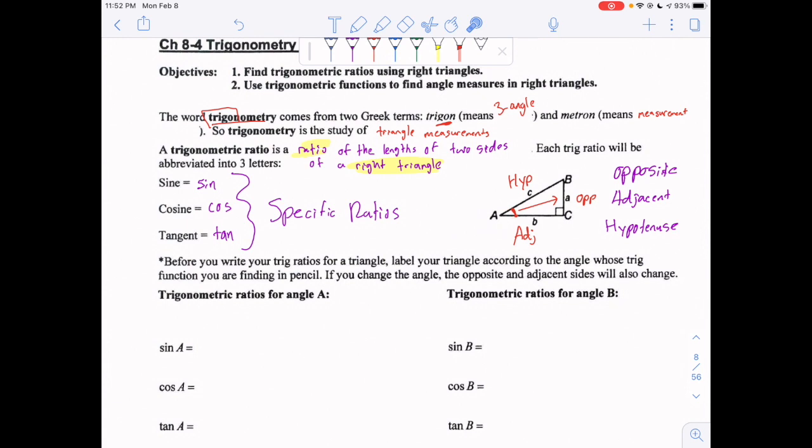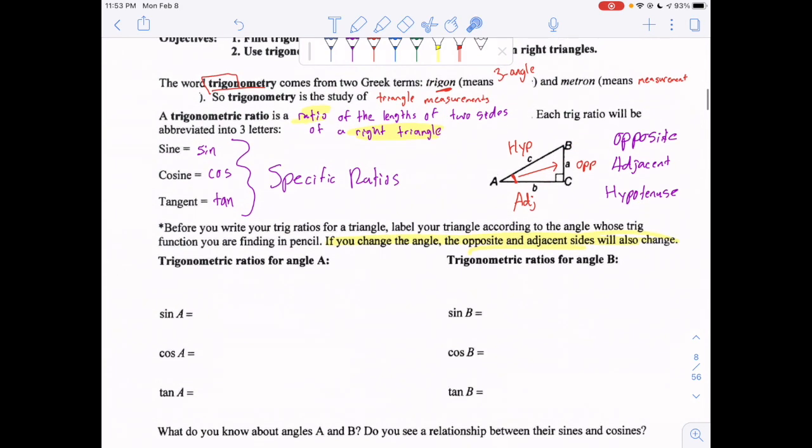Okay, that's angle A. So below, you will write your trig ratios for a triangle. Label your triangle according to the angle whose trig functions you are finding. If you change the angle, the opposite and adjacent will also change. So again, this is angle A. Opposite it is side A. If I use angle B for some reason, then my opposite is different. My opposite will then be B. Okay, so we got some practice here.